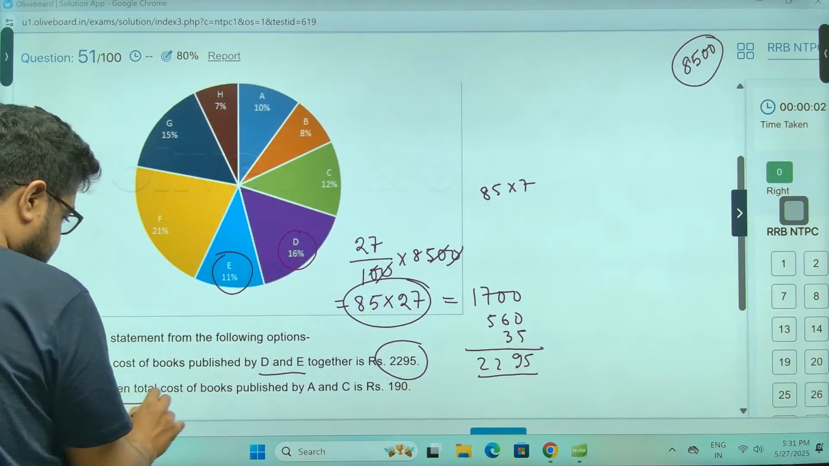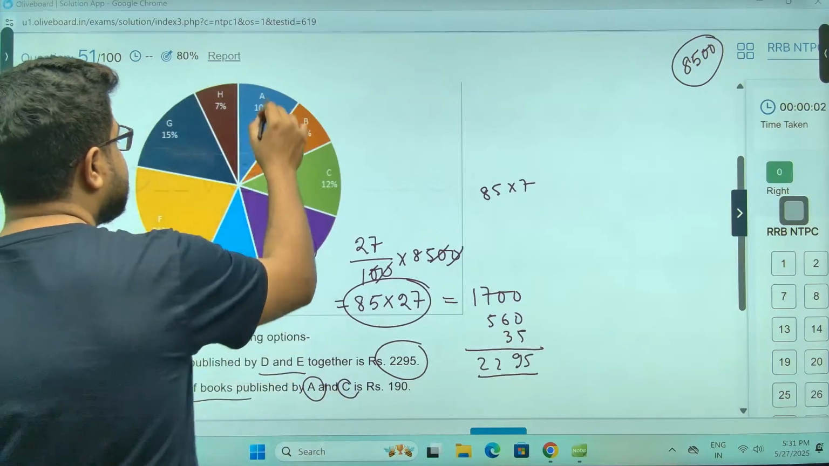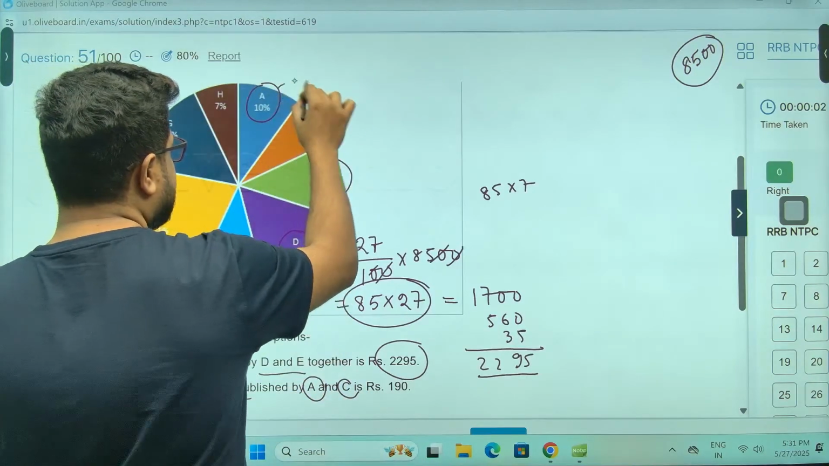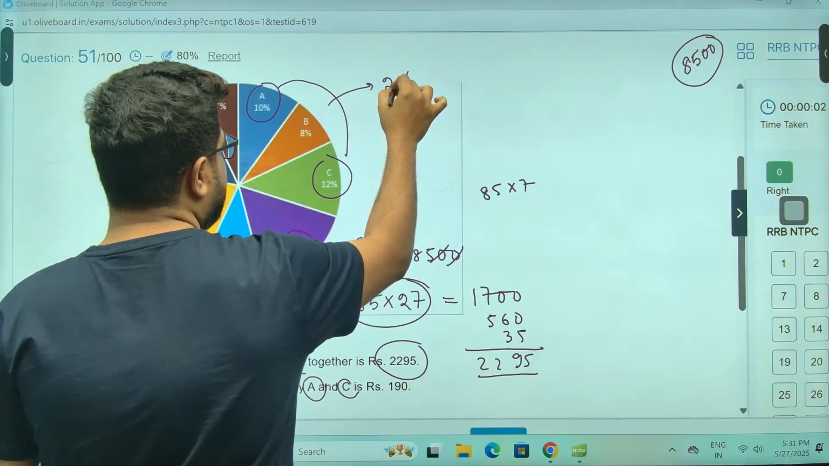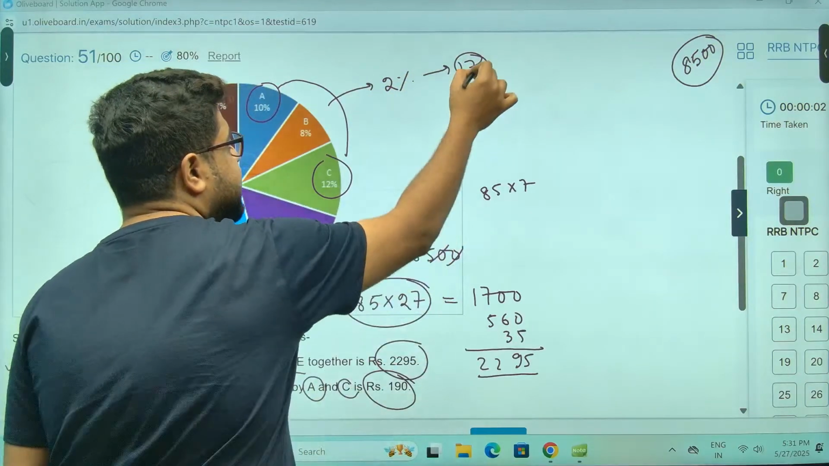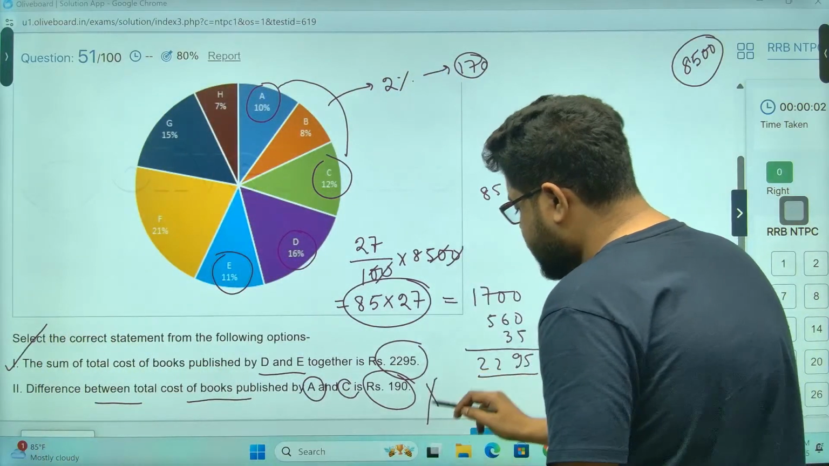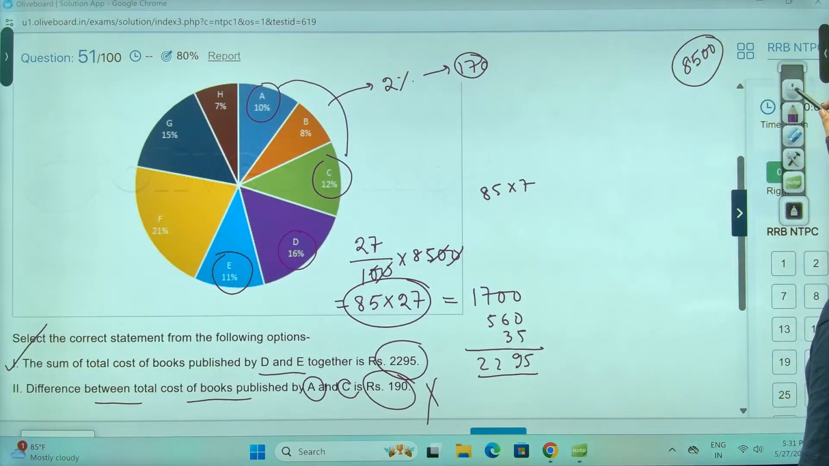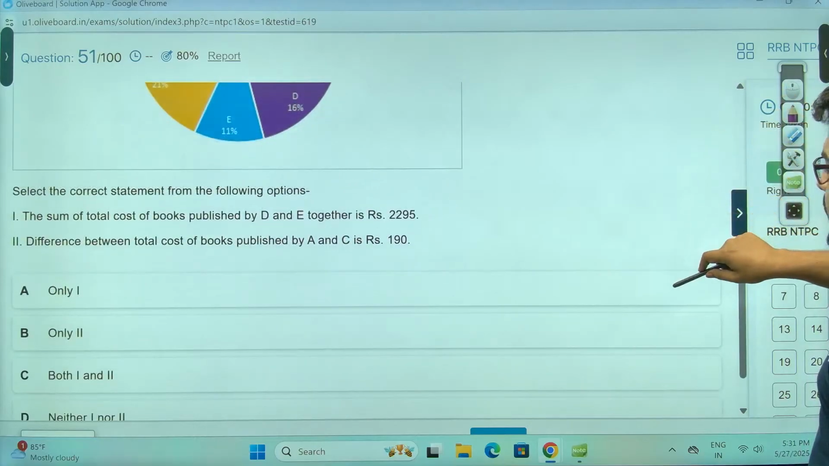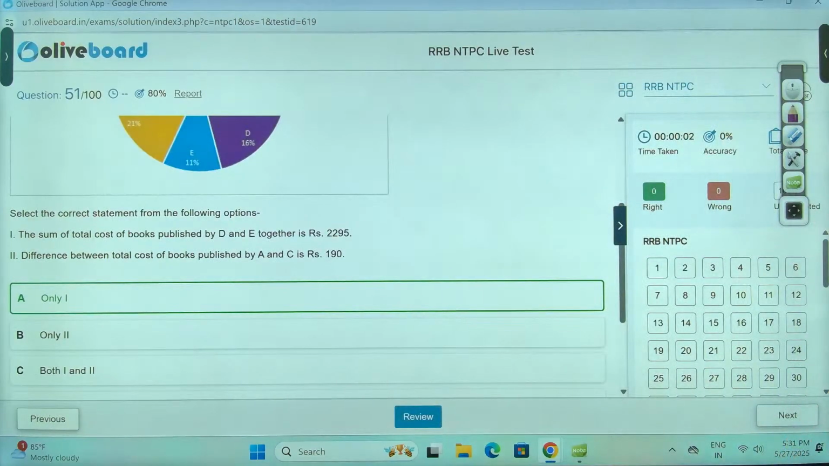The second one is the difference between the total cost of A and C. Sir, A is 10%, C is 12%. So there's a 2% gap, sir. 2% will be 170, sir. Sorry, I said 190 earlier, but it's 170. So this is not correct. It should be 170. So only the first statement is correct. Only one. That's your answer, sir.